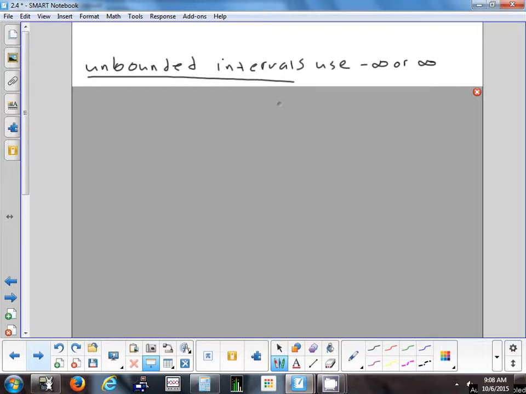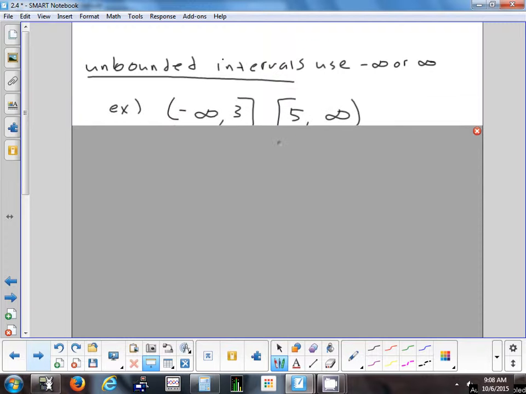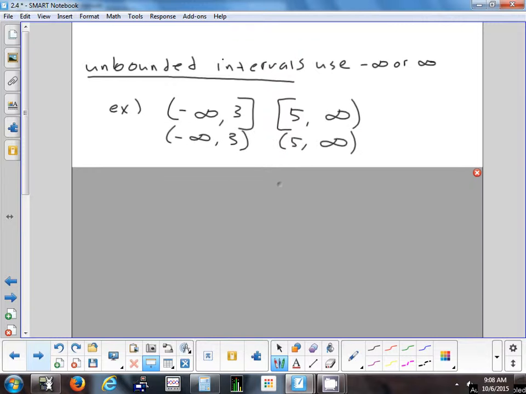Okay, the other kind of interval you can have is unbounded. An unbounded interval uses -infinity or +infinity. These are all examples of unbounded intervals. Anytime you use infinity or -infinity, always put a parenthesis on it. Why? Because you can never reach it. When you put a bracket, that means you can include it, you can reach it. But infinity you can't reach.